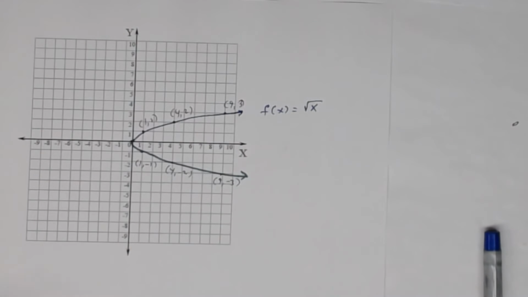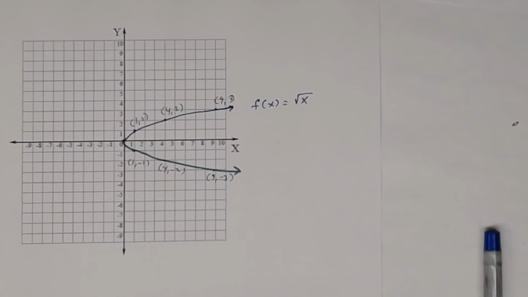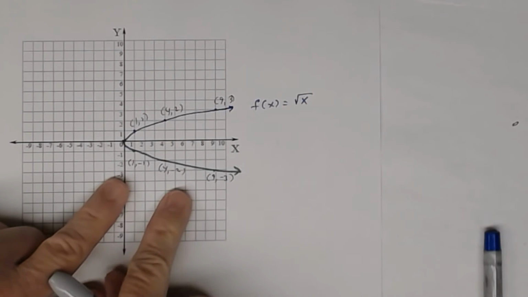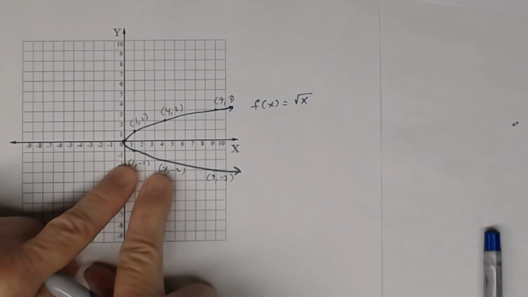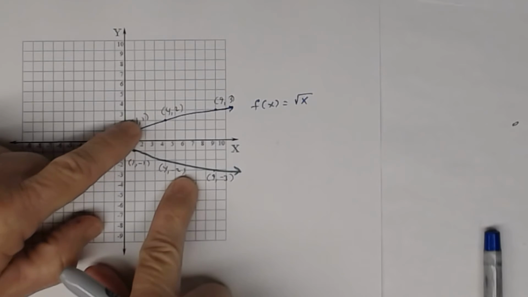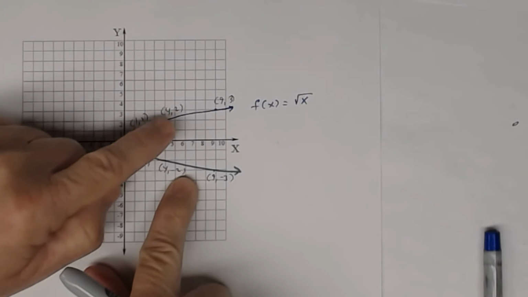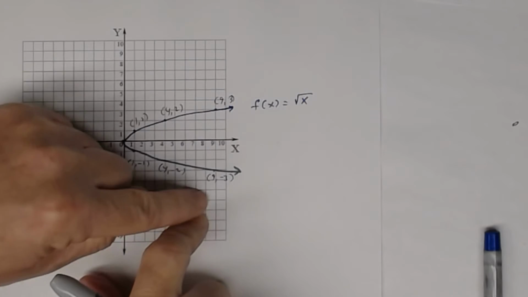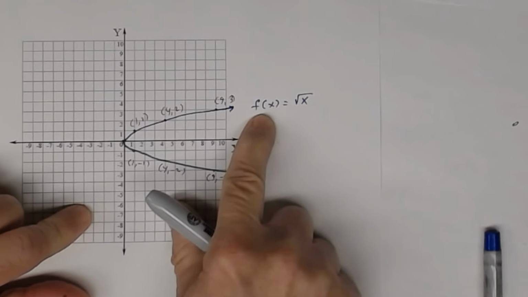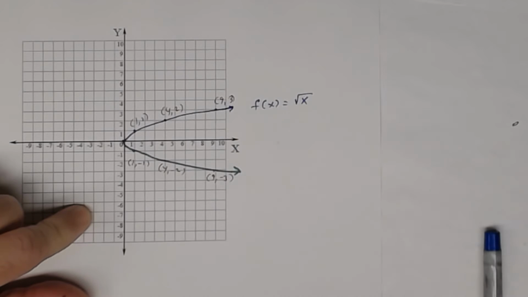But I want you to notice when I reflected about the x-axis, what stayed the same, what changed? The x-coordinates stayed the same. What changed? The y-coordinates. The y-coordinates are opposites. 1, -1, 2, -2, 3, -3. Which, remember, f of x means the same thing as y, right? So f of x means the same thing as y. So it was that y-coordinate that changed.